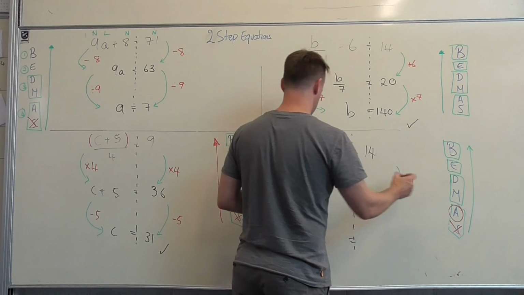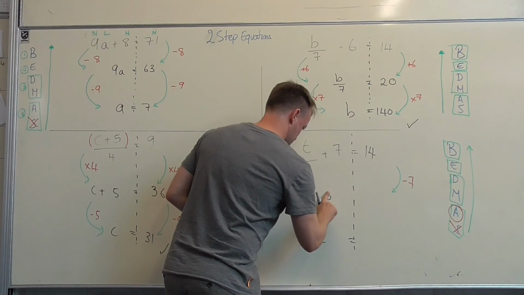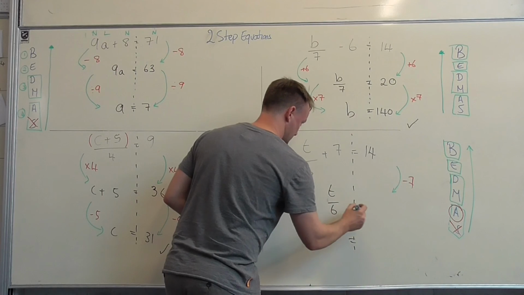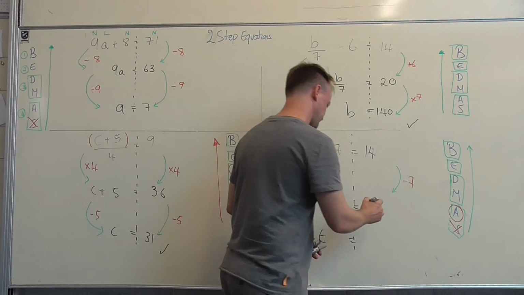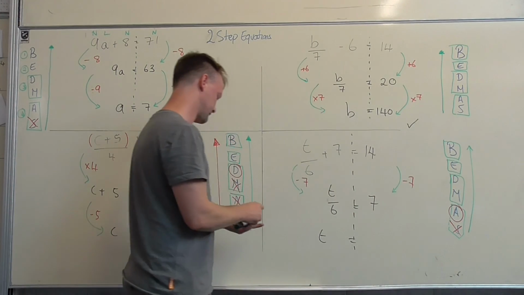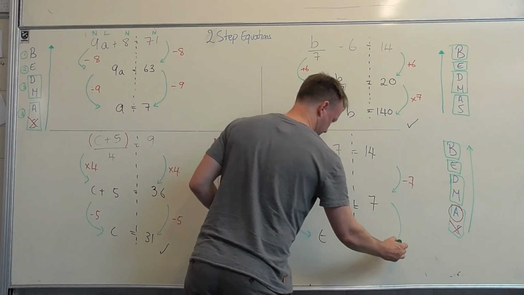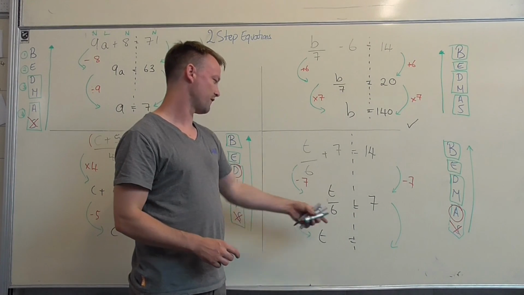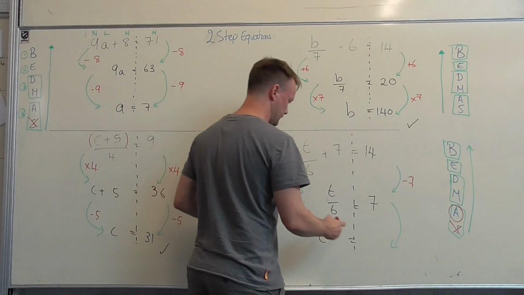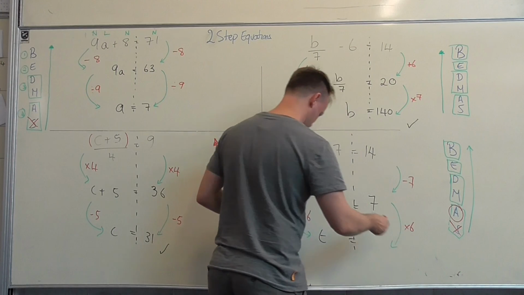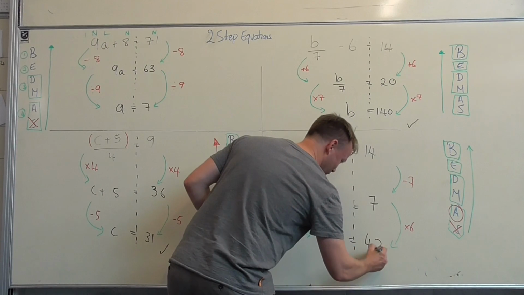What I do to one side, I must do to the other. This now becomes t over 6 equals 14 take away 7, which gives me 7. What I'm after is just t equals a number, so I need to do that. To get rid of divide by 6, I must times by 6. What I did to one side, I must do to the other, times by 6. In this case, t equals 7 times 6, which should equal 42.